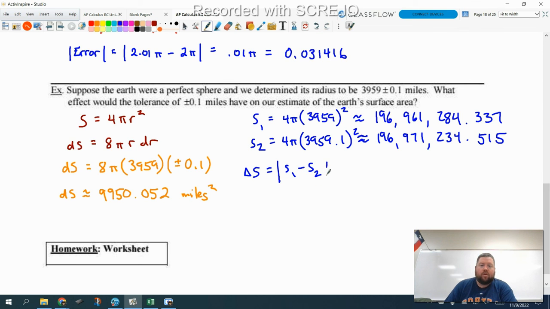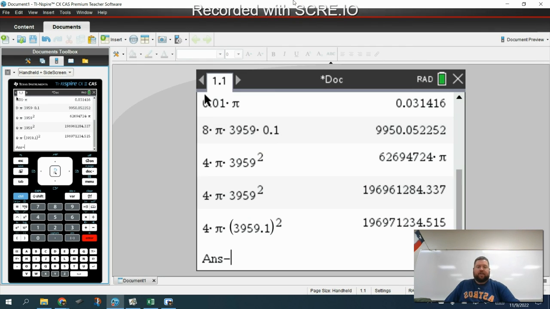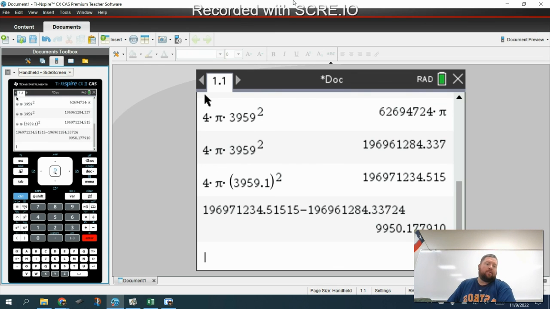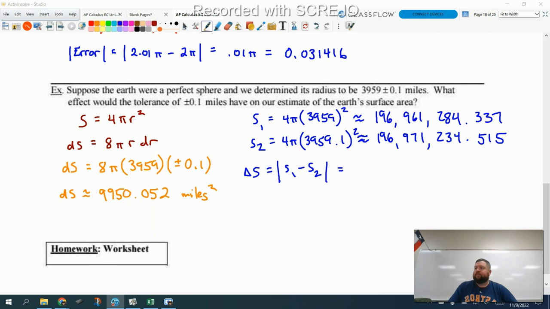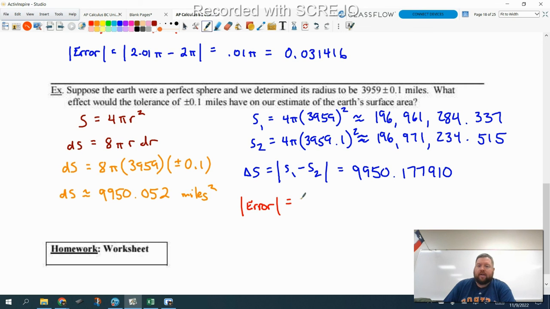which is equal to, so we can just do a subtraction here, and I can do the absolute value myself if I need to. And there we go, 9,950.177910. So, I mean, again, we're going to be pretty good here, even at this large scale. So let's find our error. So our error is the difference in dS and delta S, again, in absolute value.